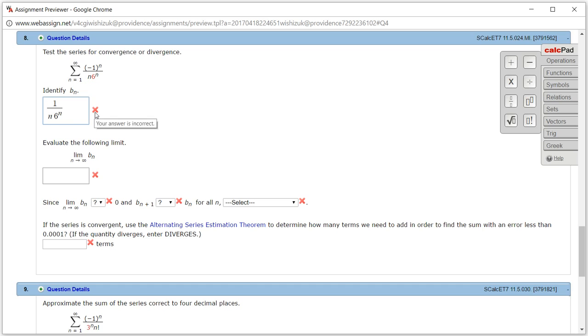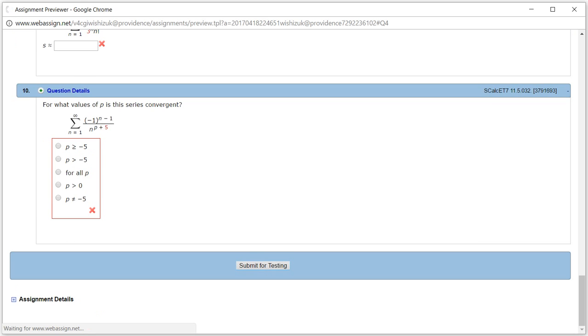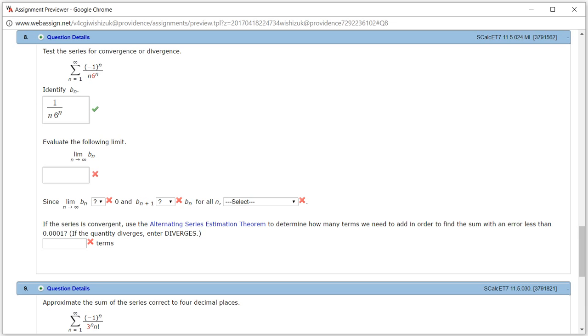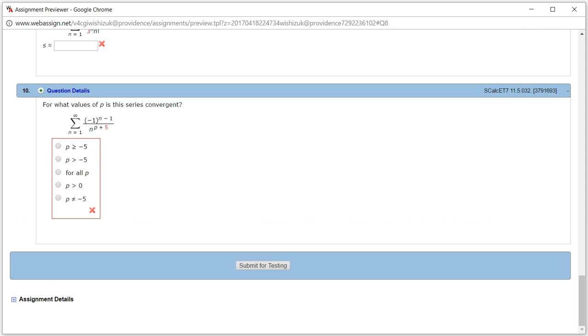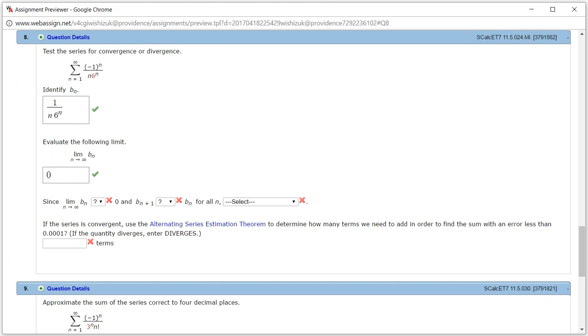Let's check the answer. Submit for testing. We got this one correctly. Then let's find the limit of Bn as n approaches infinity. This one is very simple, because the denominator gets larger and larger. So 1 over infinity is going to be equal to 0. Submit for testing. We got the limit correctly.